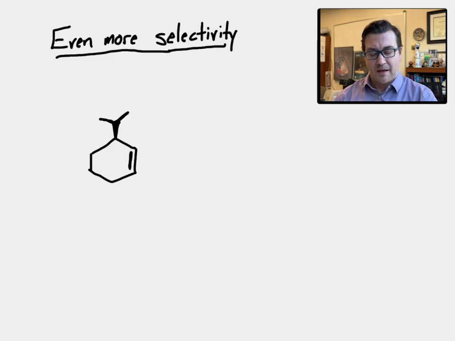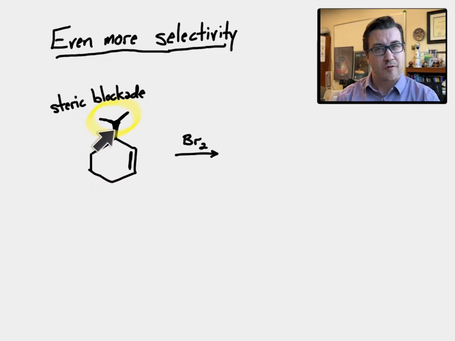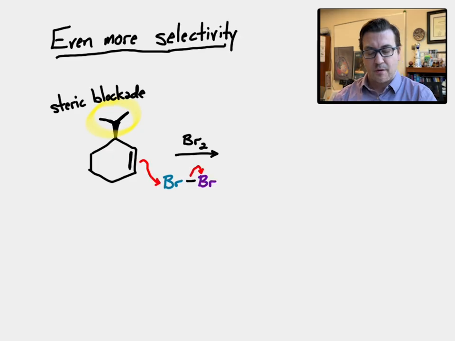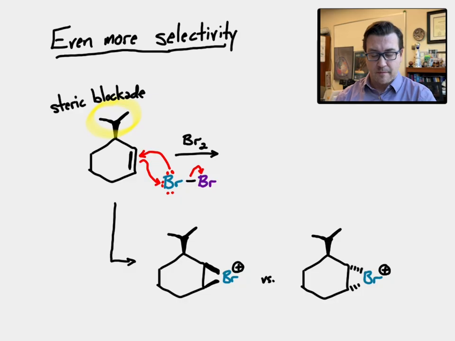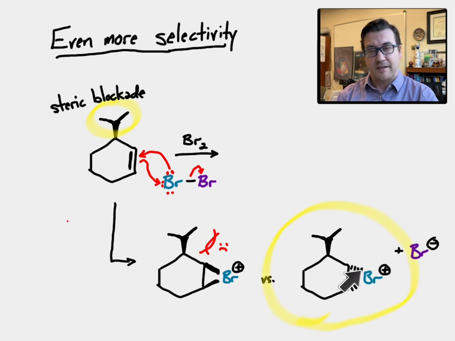Let's look at another example. If we now look at this alkene, which has equal substitution but a steric blockade up here in the form of an isopropyl group, we can look at how it will react with bromine. There are two possible bromonium ions that could form: one with the bromonium ion on the same face as the isopropyl, and one with the bromine atom on the opposite face. The opposite face is desirable because there is a steric interaction between this isopropyl and this bromonium ion. So this is going to be the desired intermediate that you'd form.